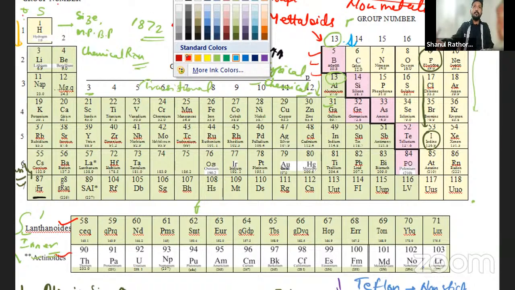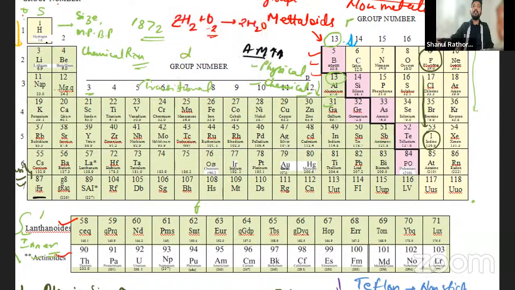So in the first group, we already learned many things, and the same for the second group. Now come to this 13th group element, where we have the atomic number of 5 for boron, and approximately the atomic mass of 10.8.